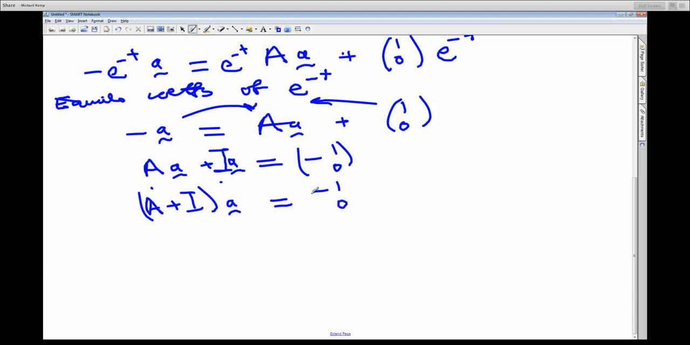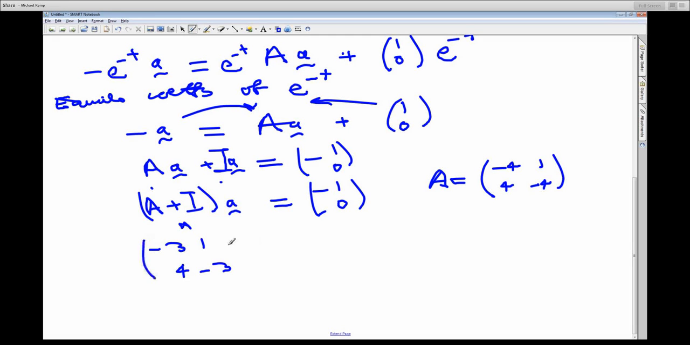And again, you might as well actually plug some things in. So A here was the matrix, just reminding you, because we haven't written it down for a while, (minus 4, 1; 4, minus 4). So again, if you're doing this in your assignment, you'd have to flick all the way back up. So plugging that in here, adding on I just means adding 1 to the diagonal entries. So it'd be (minus 3, 1; 4, minus 3) times a is equal to minus (0, 1).